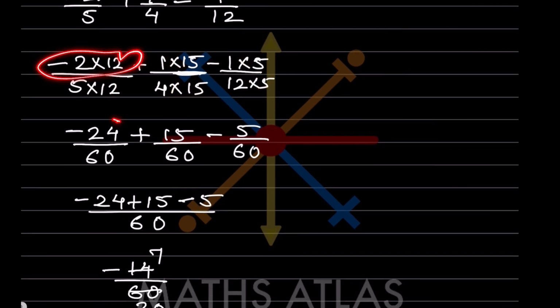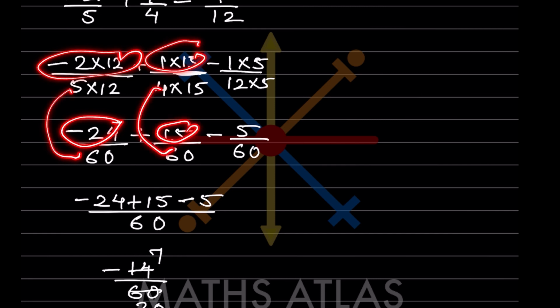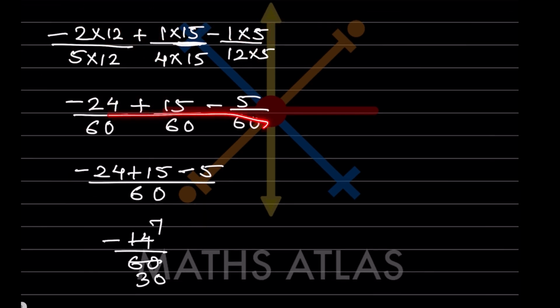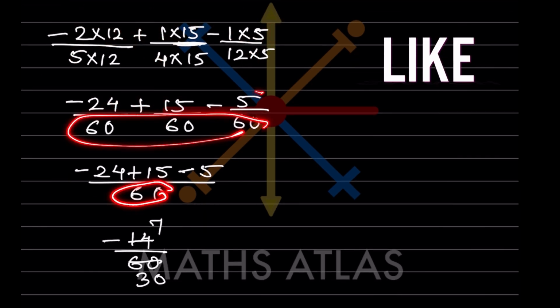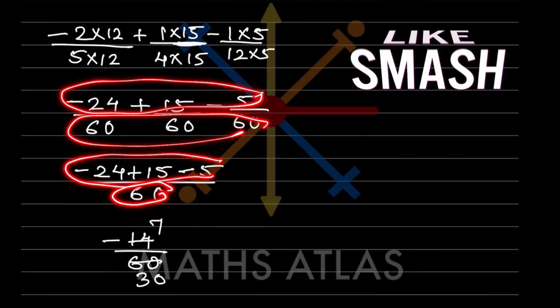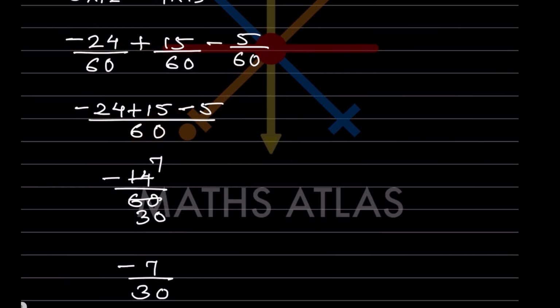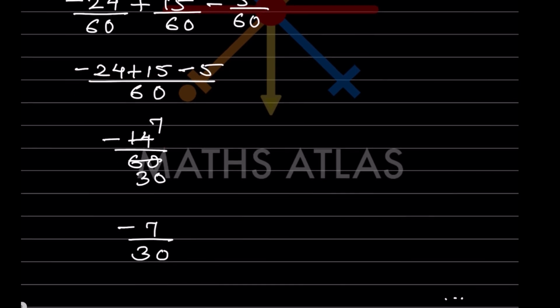So here the same. So this is going to be minus 24 over 60, 15 over 60, 5 over 60. So now these are the same. So what will you do? When you solve this one, you get minus 14 over 60. So you can simplify this, you can divide it by 2. So that is going to be 7 over 30. So this is minus 7 over 30. So by this one I have completed today's work.